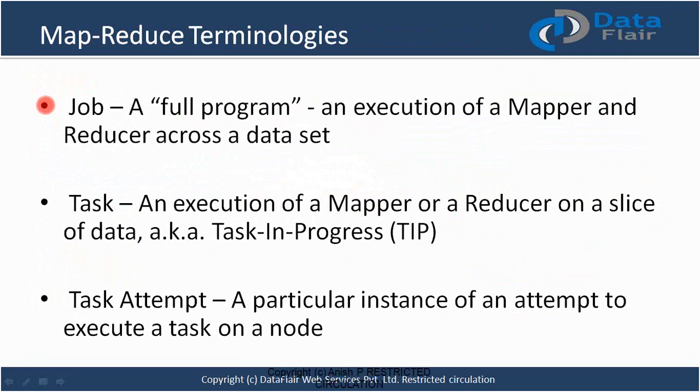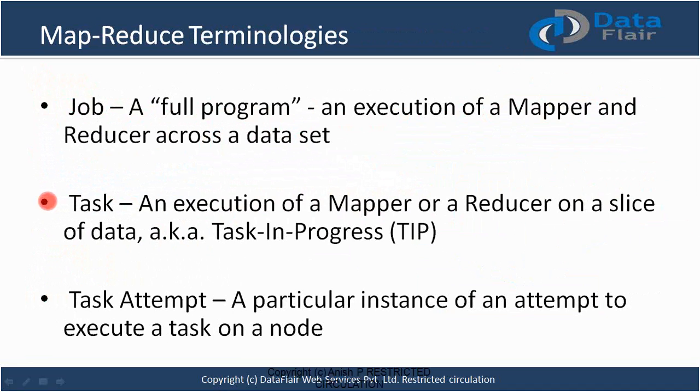Job. Usually the work is called a job, the work submitted by the user, or a unit of work submitted by the user is called a job. It is a full program. A job is a full program and execution of mapper and reducer across a data set. So a MapReduce job means a complete program or complete algorithm or complete work, the work submitted by the user.